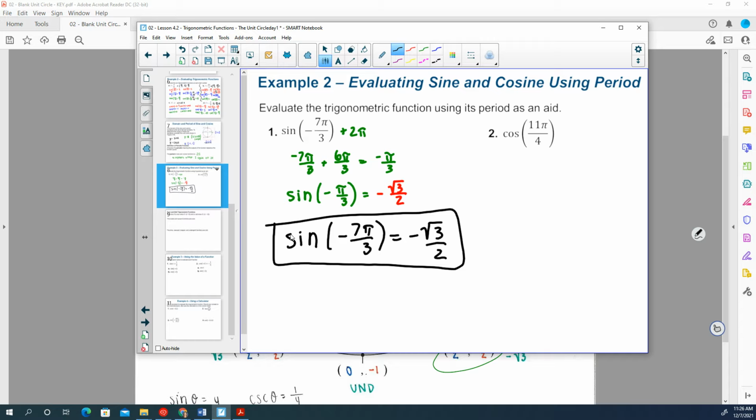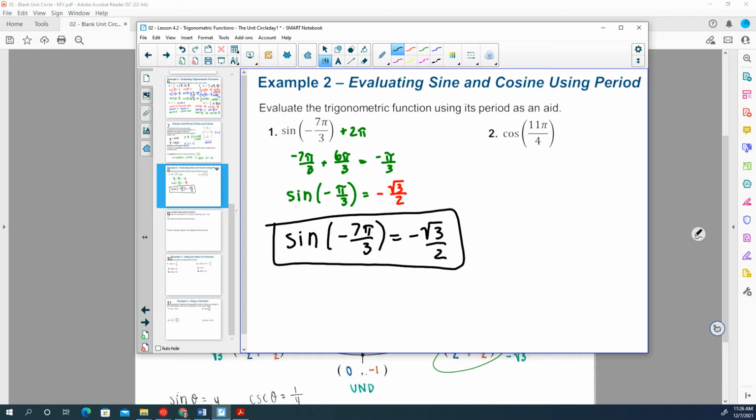I call this, and I don't know what your textbook does yet, I'll have to look, kind of like my reference angle. My reference angle is pi over 3 because it's coterminal with this angle, so I'm referencing that one to figure out negative 7 pi over 3. Okay, because this one I can find on my unit circle easily. Kind of make sense?